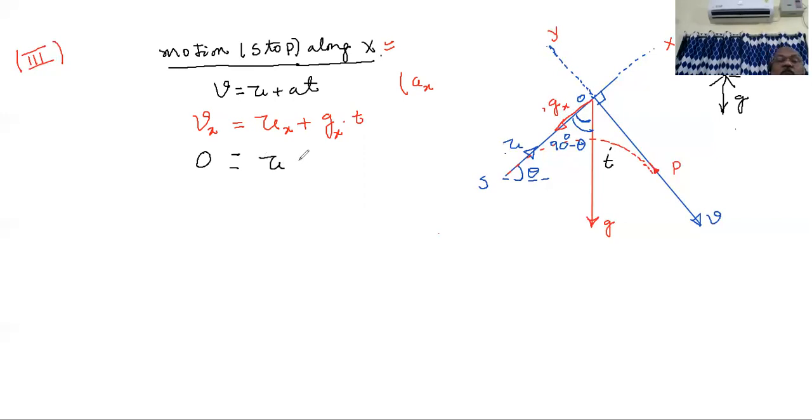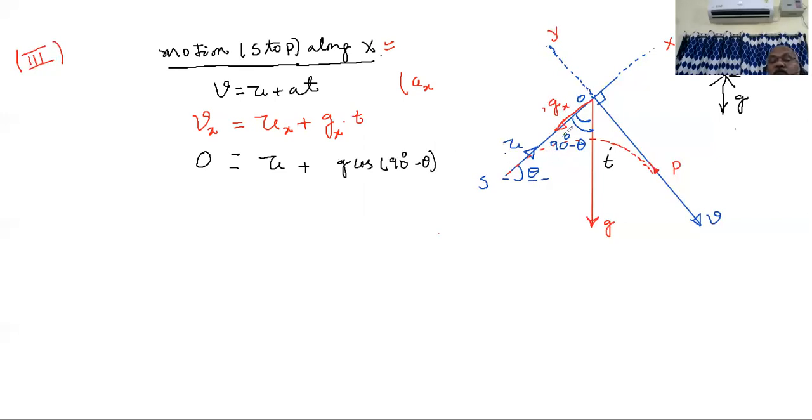Clear? Plus gx. Gx means the x component of g. We know our acceleration due to gravity hangs down there. So gx must be g's x component, because the angle that g makes with the x direction is 90 minus theta. So gx must be g cos (90 minus theta).